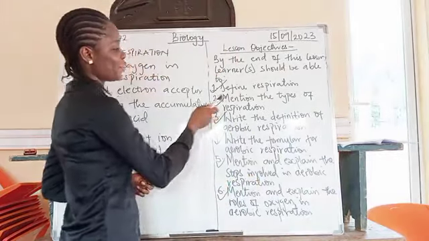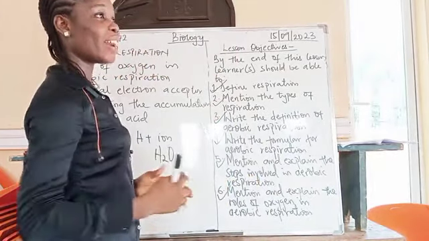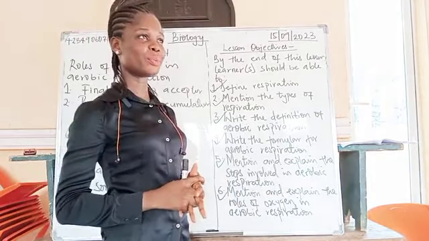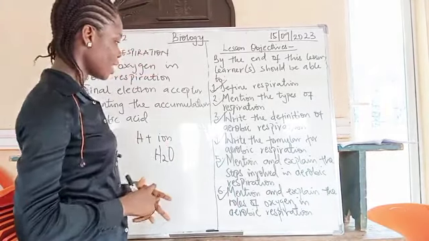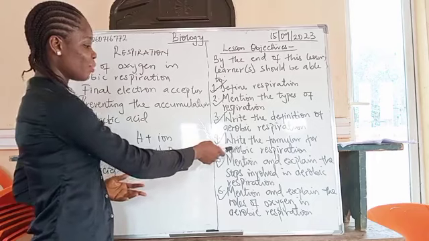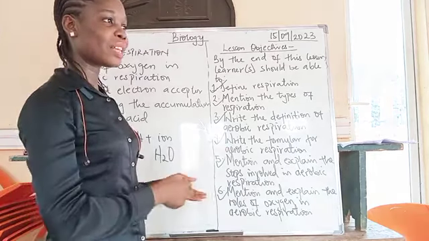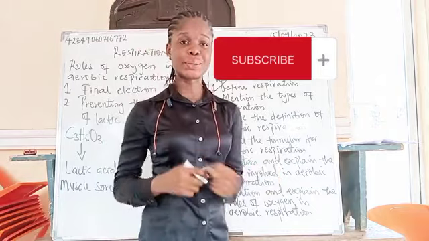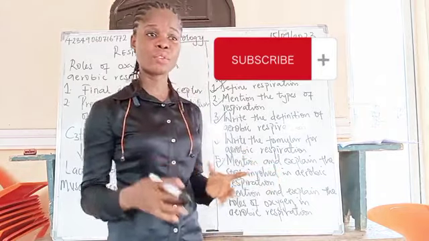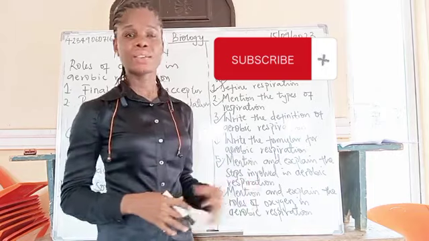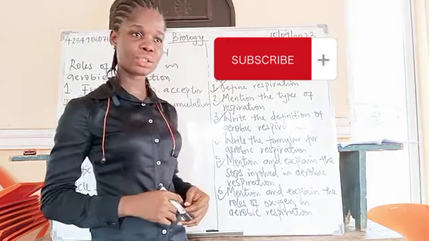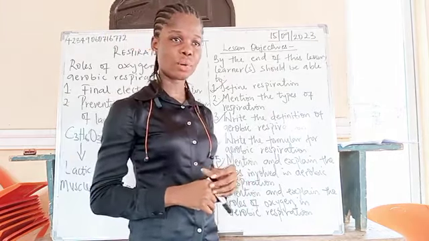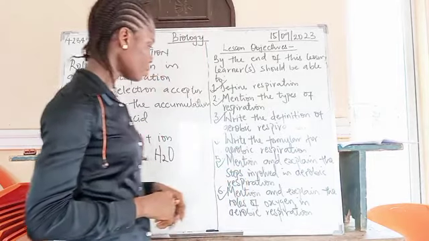There are two types of respiration: the aerobic respiration and the anaerobic respiration. We have the chemical formula for aerobic respiration, where we have that oxygen, which is O2, reacts with glucose, which is C6H12O6, to produce carbon dioxide CO2, water H2O, and energy in the form of ATP.